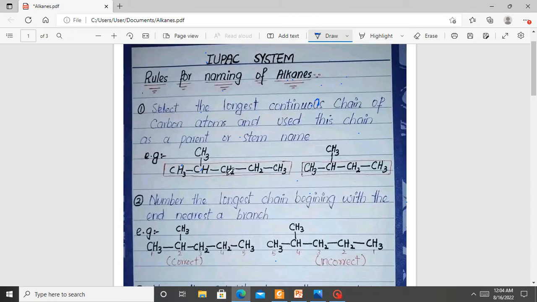So here you have this compound. The longest continuous chain is this one. It has 1, 2, 3, 4, 5 carbons in the continuous chain. This is 1, this is 2, this is 3, this is 4, and this is 5. So 5 carbons in the stem name or the parent chain. This other one has 1, 2, 3, 4, so 4 carbons in the longest or parent chain. That is the first thing to look out for.